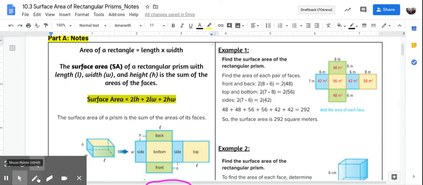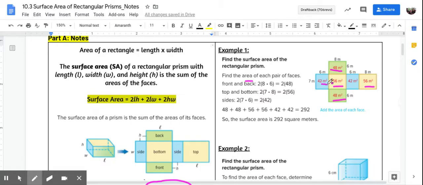I have another example that I am going to go over, finding the surface area of a rectangular prism. I already have the net here. If I find the surface area of each pair of faces, the front and back of my rectangular prism would have been 2 times 8 times 6, which is 2 times 48. That is my green boxes here because I have two 48s. The top and bottom would be 2 times 7 times 8 or 2 times 56 because I have two yellow areas. The sides would be 2 times 7 times 6 or 2 times 42 because I have two of those numbers.